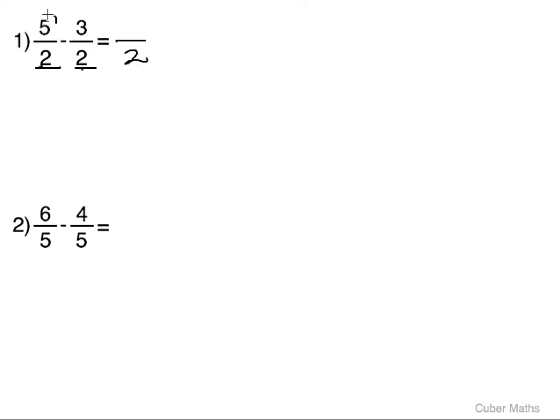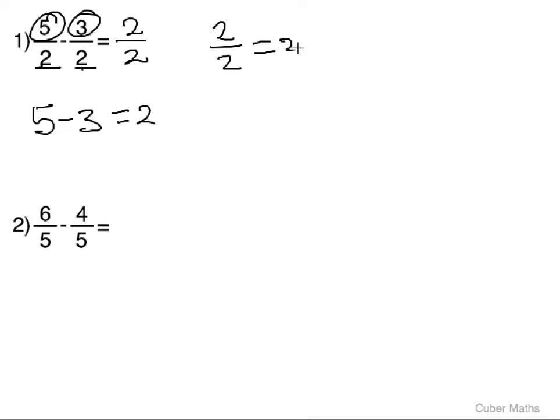Now if we look at the top numbers, we've got a 5 and a 3. So all we simply do is say 5 take away 3, which gives us 2. So here we're going to put a 2 on the top. And that can be simplified further, because what we're saying here is 2 divided by 2. 2 divided by 2 is 1, because 2 only goes into 2 once. So 5 over 2 take away 3 over 2 gives us 1.